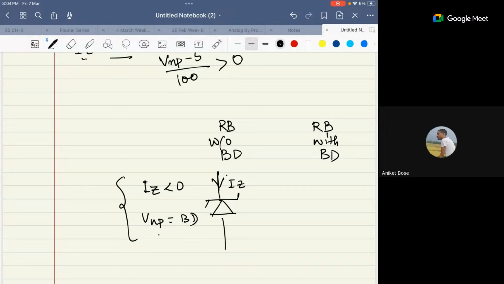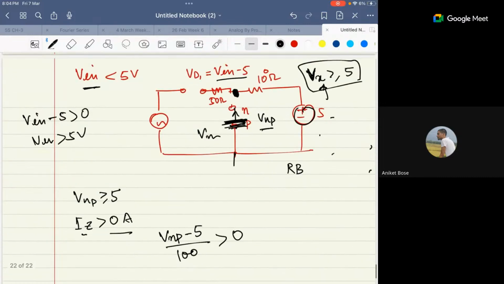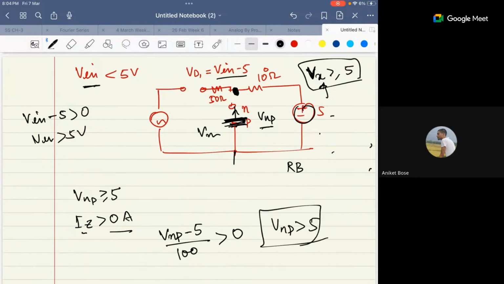For working in breakdown, there should be an IG that is greater than 0, with a potential of NP greater than or equal to 5 volt, whatever the Zener diode breakdown voltage is. Are you getting me? Yes, sir. So VNP should be greater than 5 from here also. So I hope it's making clear, right?